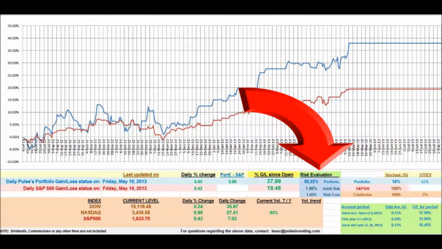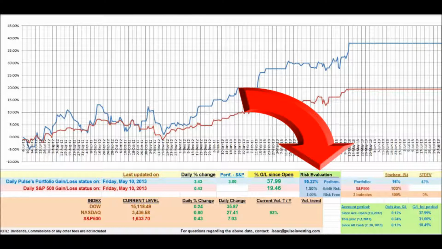In this risk evaluation column, it shows that we are outperforming the S&P by 95.22%. In so doing, we are not also 95% in higher risk. We are only taking 1.5 in additional risk above the calculated risk in the S&P to achieve these high returns. That is amazing. It only costs us 1.5% in additional risk to add 95.22% in returns.